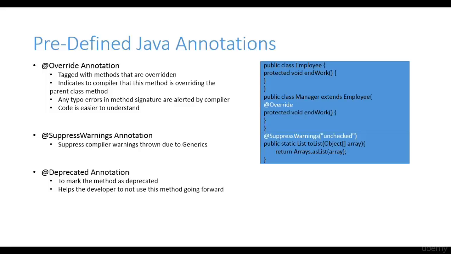In the example here you see how it is used, and in this case compiler warnings of type unchecked will get muted. Let us look at one more predefined Java annotation, which is @Deprecated. Imagine the case where a method defined in a class or an interface has now become obsolete, and we should warn the client applications not to make use of it.